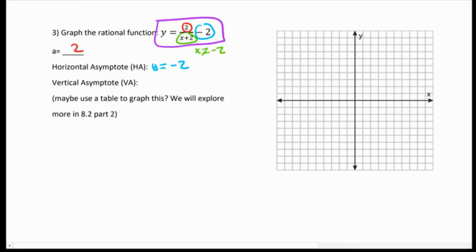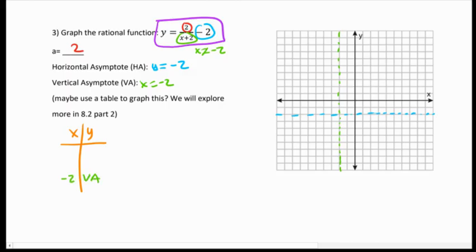I know I can't have x be negative 2, or else that would make the denominator 0, and therefore I got my vertical asymptote at negative 2, my horizontal asymptote at negative 2, and then my points here. Sometimes it's nice to make an XY chart, and when we plug these in, really what's going to help is plugging in the ones to the left and to the right of the vertical asymptote. So our vertical asymptote is at negative 2.